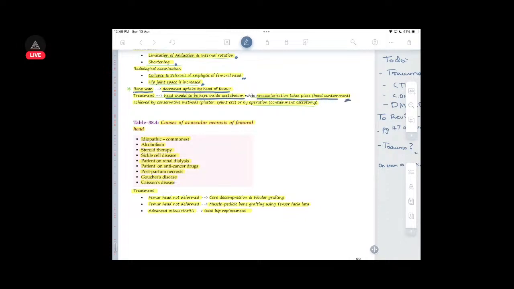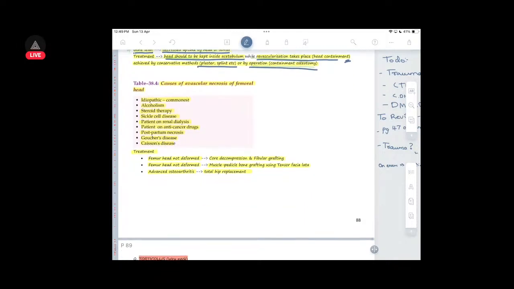Head containment: plaster, splint, etc. can be put, and operative containment osteotomy can be done.